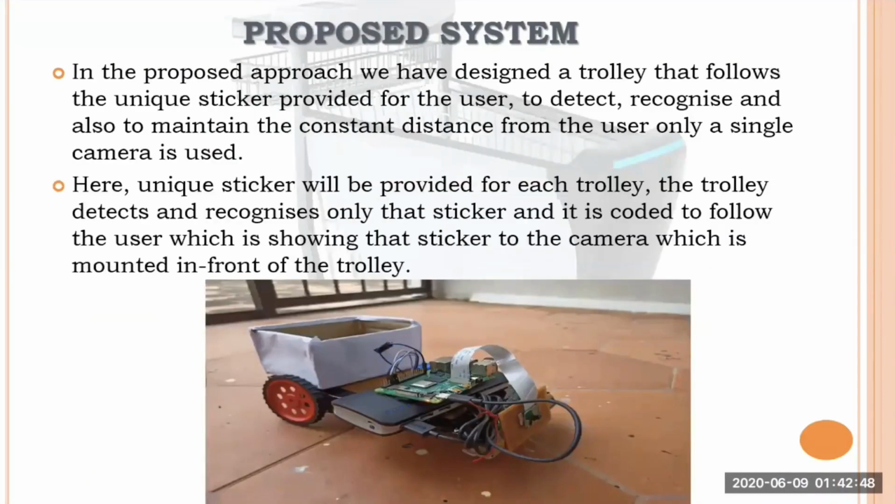Coming to the proposed approach, here we have designed a trolley that follows a unique sticker provided for the user, to detect and recognize the user and also maintain a constant distance from the user. Only a single camera is enough and used. How exactly it is going to happen is that we will be providing a unique sticker for each trolley, and for each trolley the sticker pattern and sticker color will be varying. Only that sticker is detected by that trolley, and it will follow the same sticker present in front of the camera. If not, it will not follow. So this is what we have designed in our project.